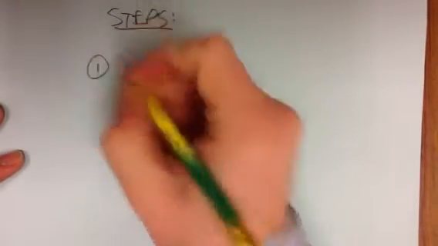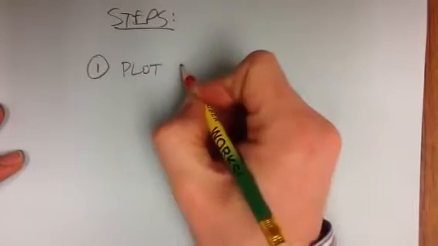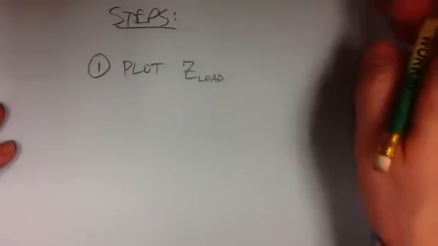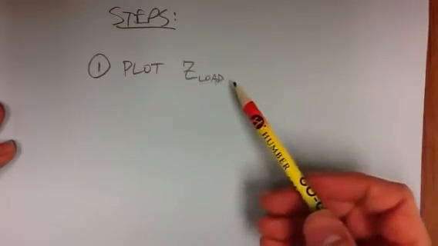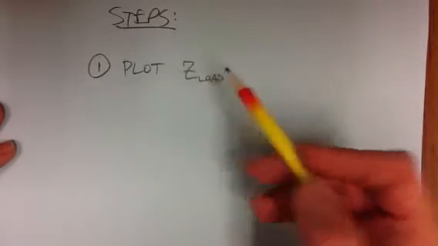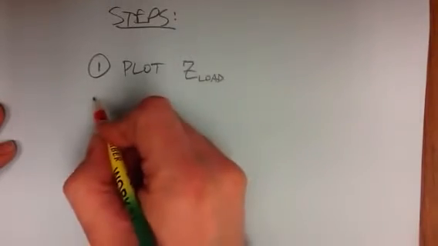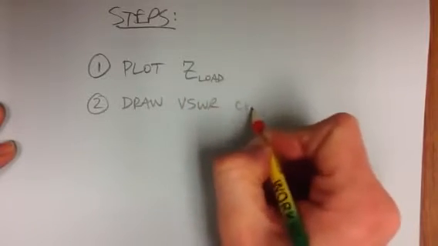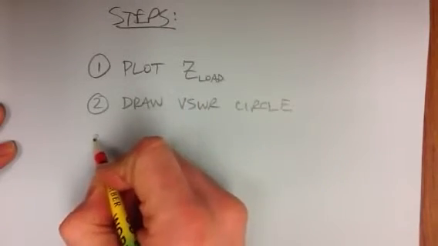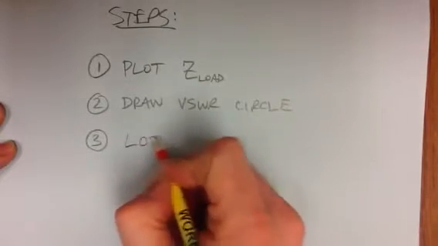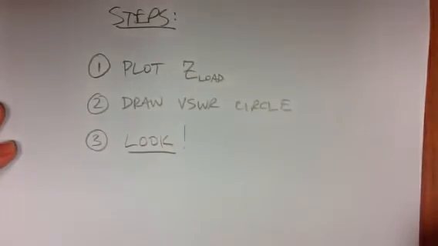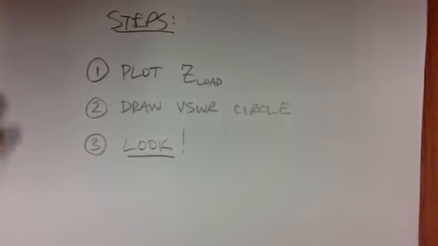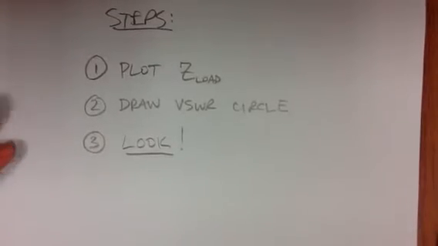Steps. If you know how to plot the impedance, do it. In this case, we're talking about loads. So if you have an antenna and you want to find out what the VSWR of the antenna is, you plot the load impedance of the antenna. You draw something called a VSWR circle, and you look. Those are the steps. It doesn't get much easier than that. So I'm going to show you some examples, and then you'll see how easy it is.